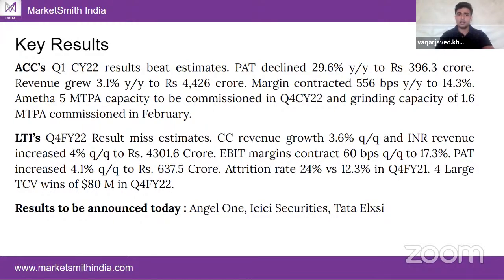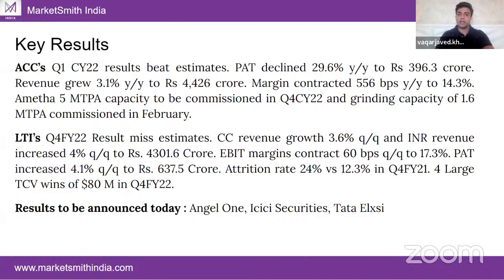On the LTI front, the Q4 FY22 results were a miss on the estimates. The constant currency revenue growth was around 3.6% Q on Q. INR revenue was around 4%. EBIT margins contracted by around 60 BPS Q on Q to 17.3%, mainly because of the attrition rate at 24% for Q4, against 12.3% in the same quarter last year, Q4 FY21.